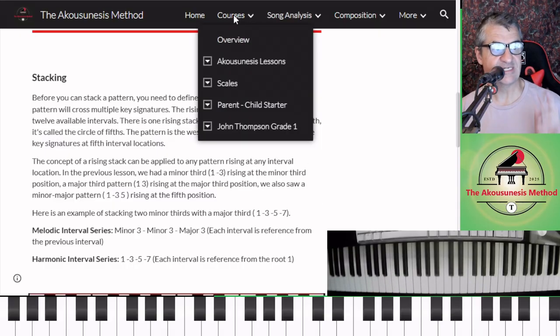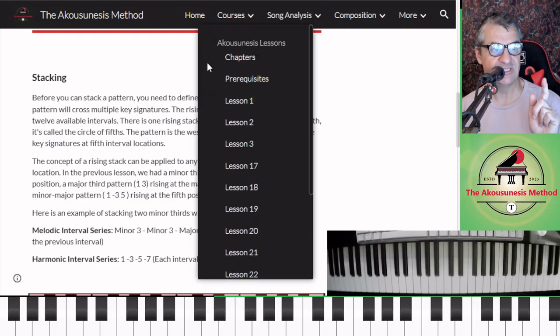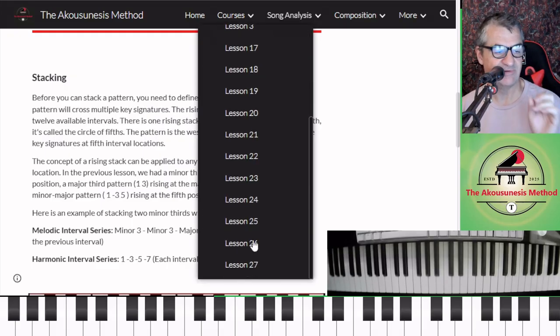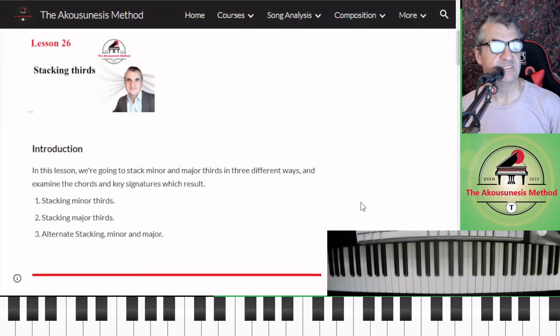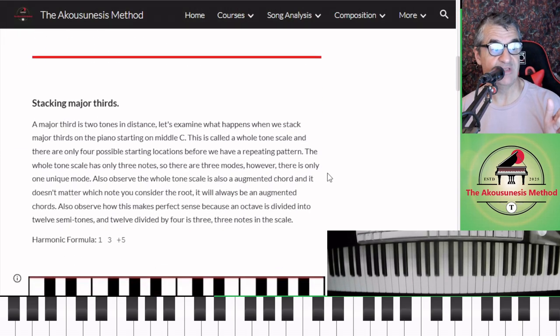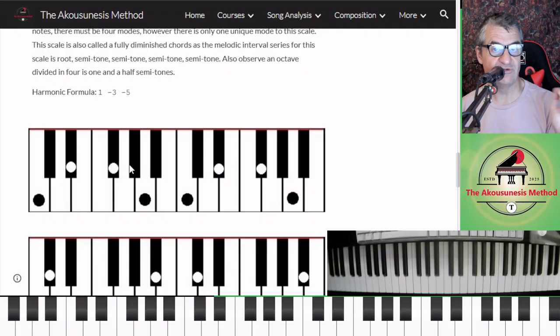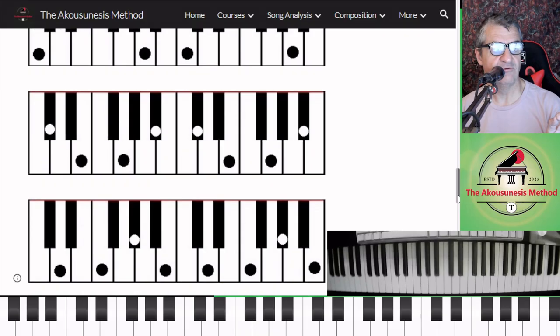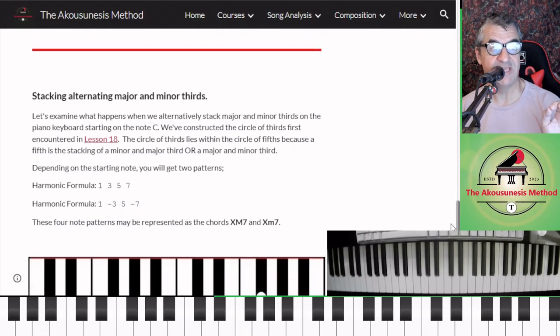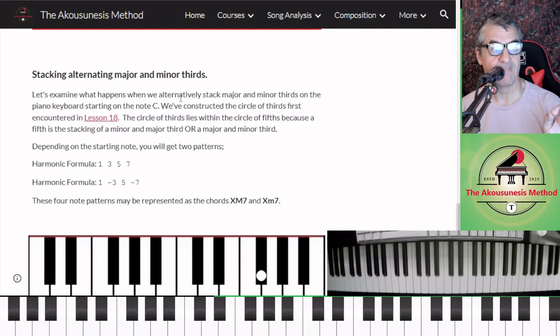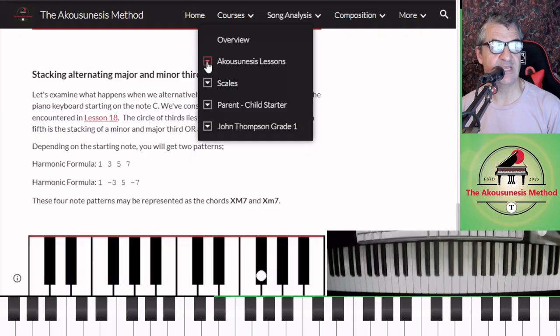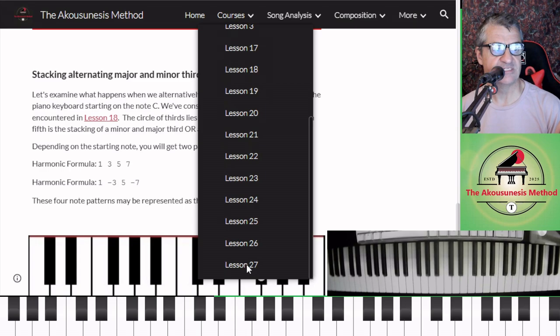In the last lesson, we'll just very quickly go back to that, just a very quick revision because it was just the previous lesson. So we just looked at stacked thirds, right? And we stacked major thirds and we stacked minor thirds. And it was all a bit like an experiment to see what would happen. And then we stacked alternating major and minor thirds. So that's what we did last lesson. So in this lesson, our pattern's going to be a minor, minor, and a major. So let's just go back to our lesson 27.